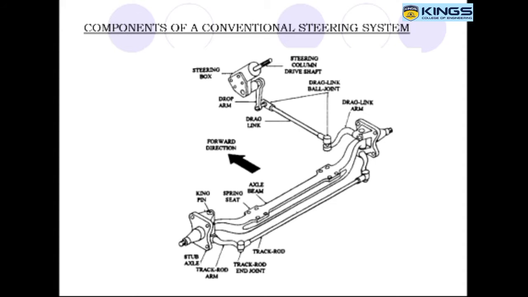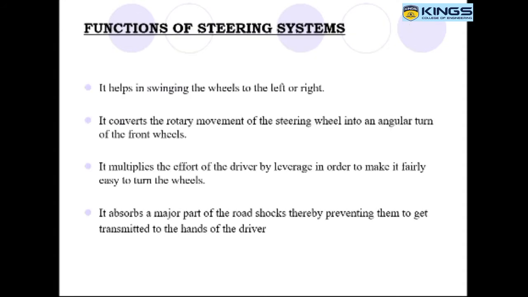Then various functions of steering system. The main function is to turn the vehicle to left or right. Then absorb the road shocks. Rotary movement of the steering wheel is changed into angular turn of the wheel. Provide directional stability. Help in controlling wear and tear of tires.